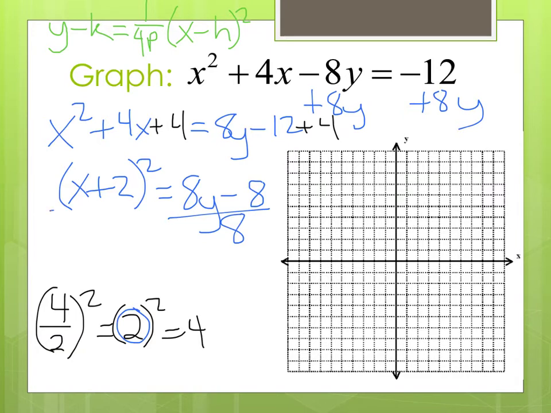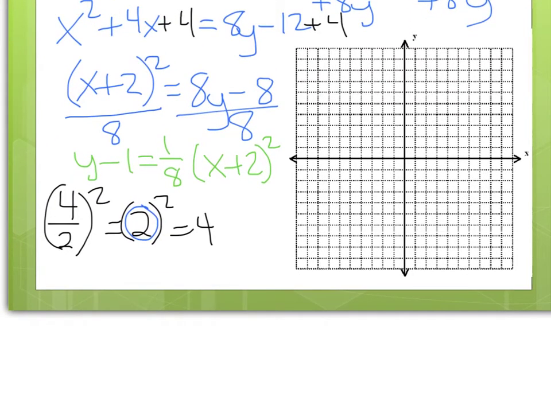So when I divide by 8 on both sides, dividing by 8 is the same as multiplying by 1/8. So I have 1 over 8 times x plus 2 squared equals y minus 1. Now it's pretty much the equation that I want. Very, very close, but let's just flip it around. From this point on, I can get my vertex and p, and I can graph this parabola. So let's go ahead and do that.